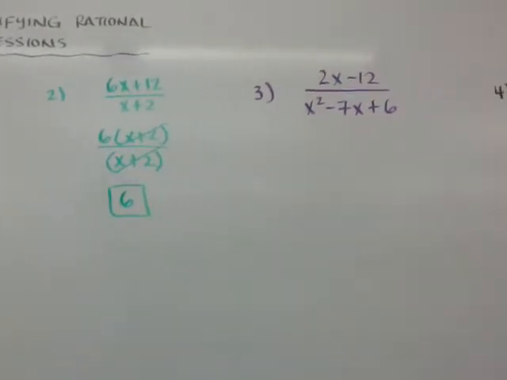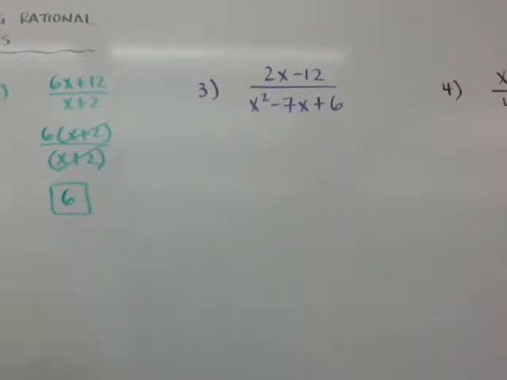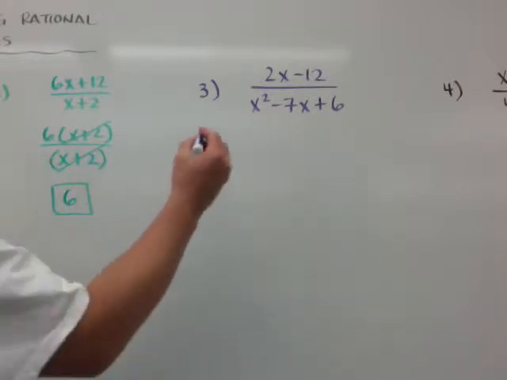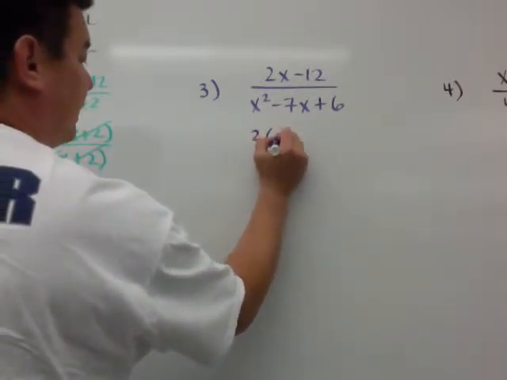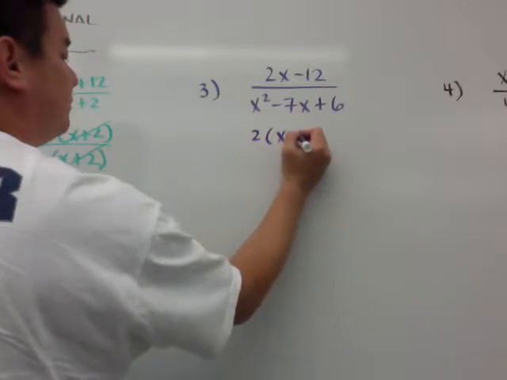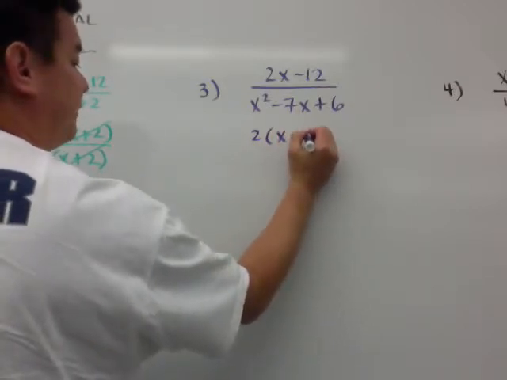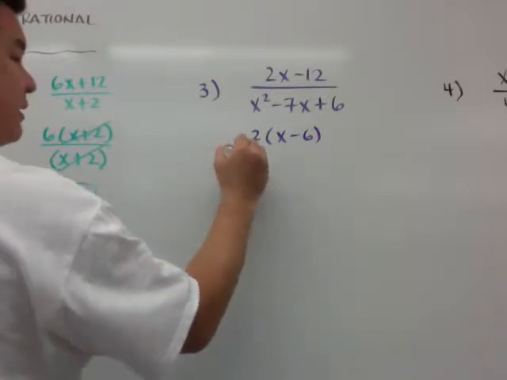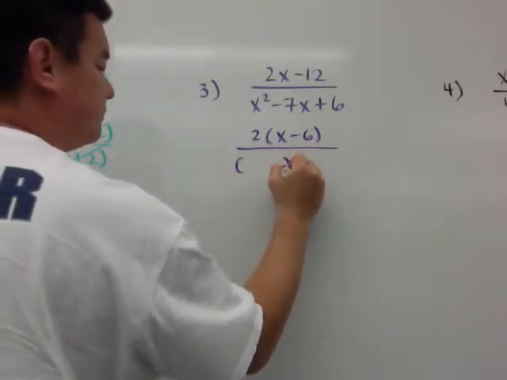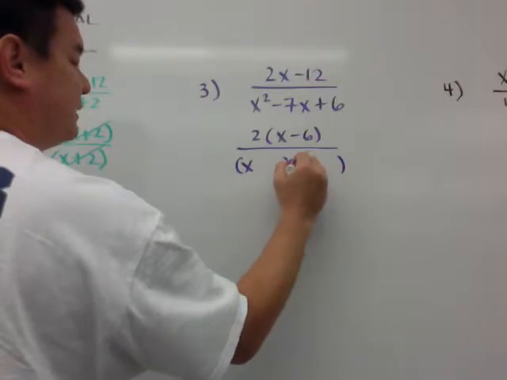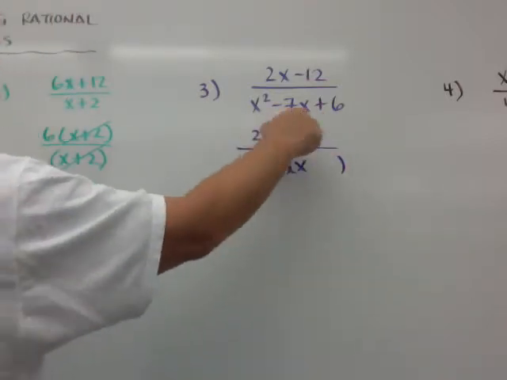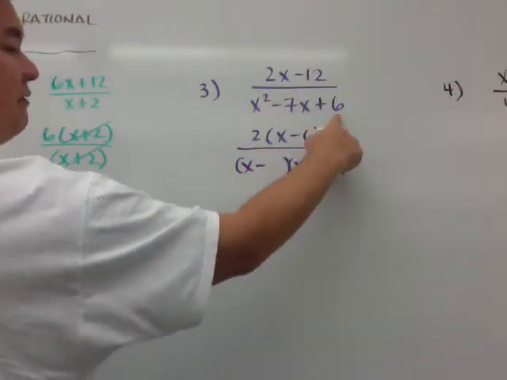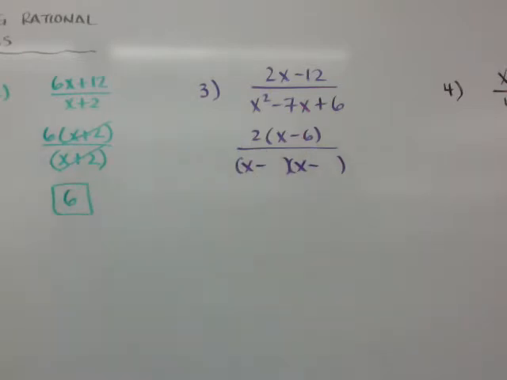Okay. Here's another one. Now you got a binomial divided by a trinomial. So again, what you want to try and do is factor out as much as you can to see what you can cancel down. So on the top, I can factor out a 2, and I'm left with x minus 6. And on the bottom, this is where I got to practice my factoring. And I'm going to get x. And because this is a plus and a minus, I know it's going to be minus, minus. And factors of 6 that add up to 7 is just 1 and 6.